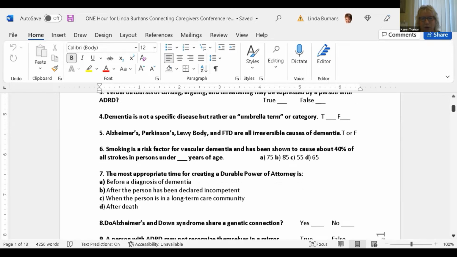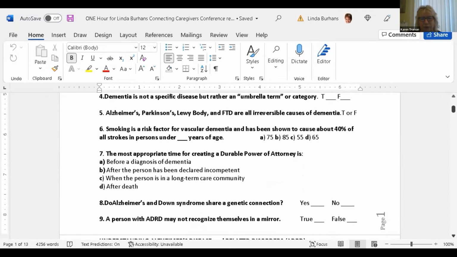Okay, Alzheimer's, Parkinson's, Lewy body, and FTD are all irreversible causes of dementia. What do you think of that? Anybody know what Lewy is and FTD? Is that a flower company? No, that's true. They are all irreversible causes of dementia. We're going to talk a little bit more about those later. Frontal temporal dementia is the FTD one.